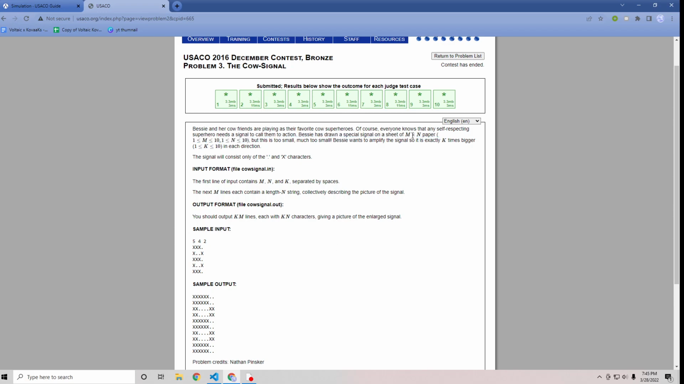And then if we want to amplify K times in each direction, worst case scenario, we make it 10 times as big on the x-axis and 10 times as big on the y-axis, right? So the maximum size of our output would be the maximum size of our input times 10 in both directions, so times 100. The maximum size of our overall grid would be 100 times 100, which is 10,000. Since it's only 10,000, we can just go one by one and figure out what we output.